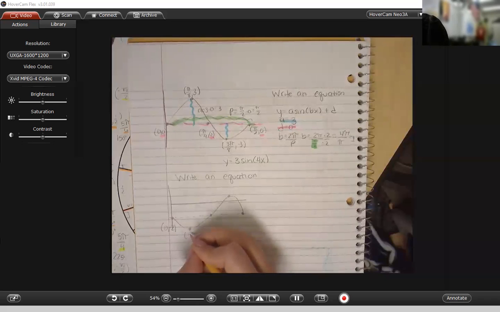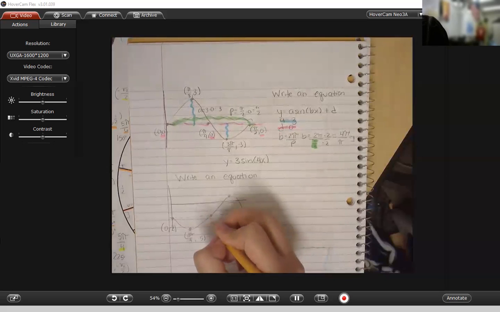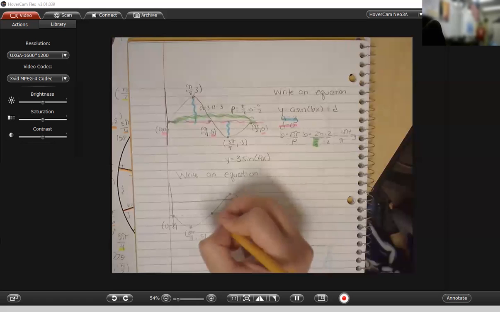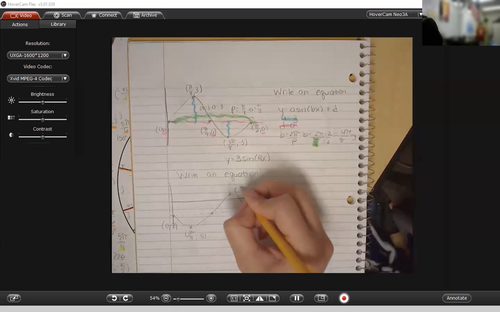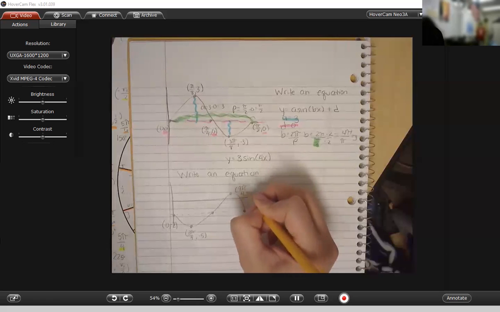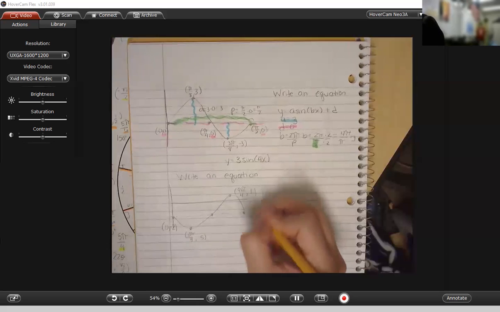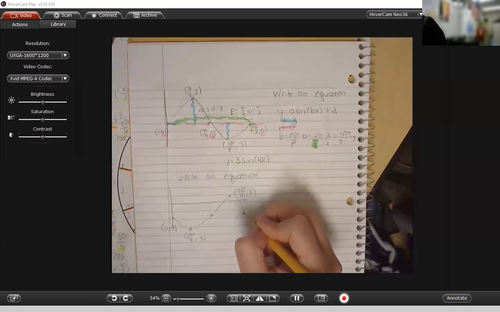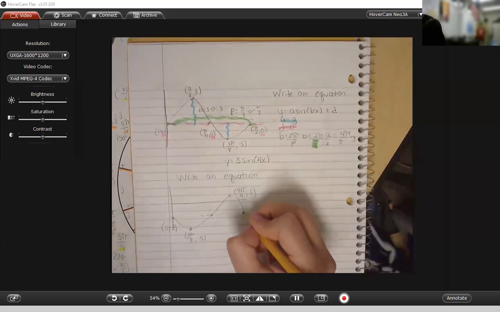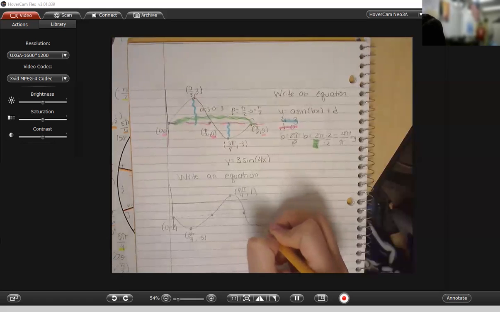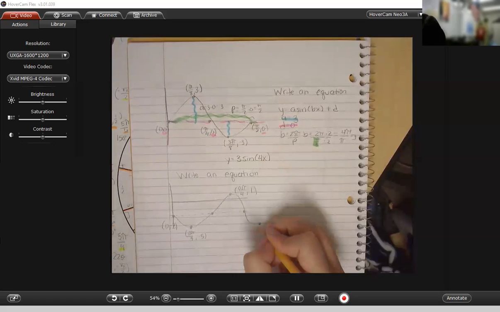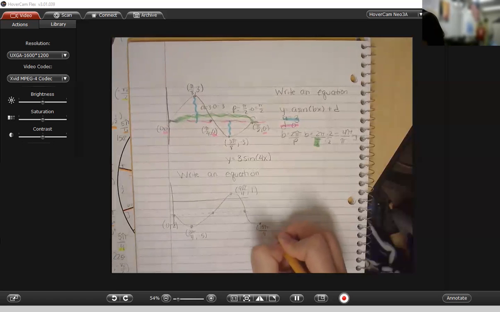This one is 3 pi over 4, -5. My point, it actually doesn't give me that point, but it gives me this point, which is 9 pi over 4, 1. And then this point, it doesn't give me that point either, but it does give me my next minimum point, which is right here, which is 15 pi over 4, -5.